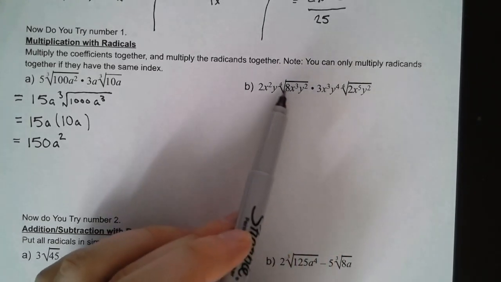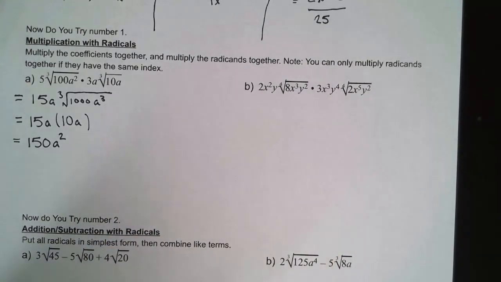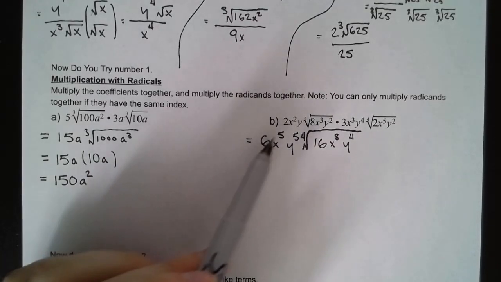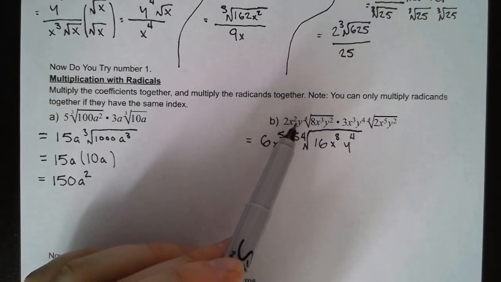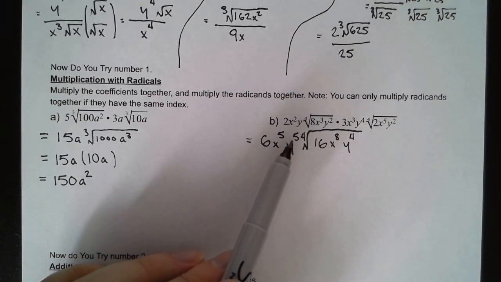These are both underneath the 4th root, so we can multiply these radicands together. I'm going to go ahead and do that now. So this is what I got. 2 times 3 is 6. X squared times x cubed is x to the 5th. Y times y to the 4th is y to the 5th.